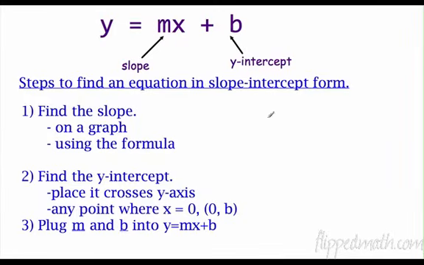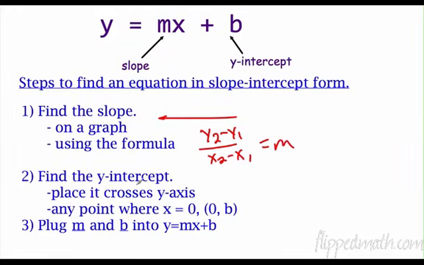This is the formula we're using, y equals mx plus b. That's the biggie. Here are the steps. Step number 1, you're always going to do this first: find the slope. Sometimes it's going to be on a graph. Sometimes we're going to have to use the formula. Remember our slope formula, y2 minus y1 over x2 minus x1. Sometimes we're going to have to use that.